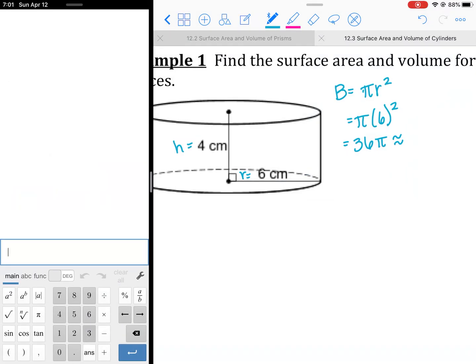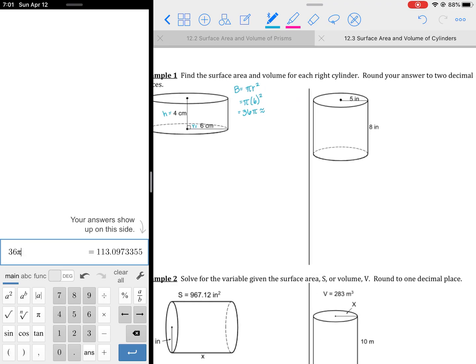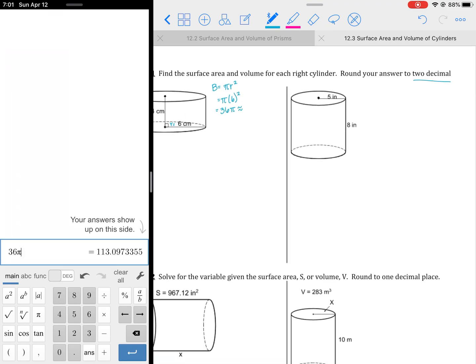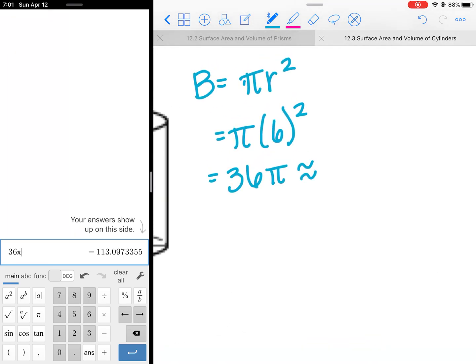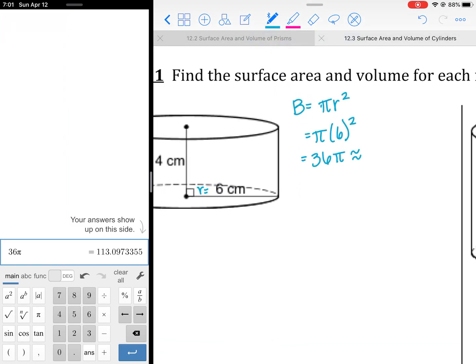So if I'm going to estimate that, I'm going to do 36 pi, and just to check my directions, round to 2 decimal places. All right, so 36 pi, when I round it, gives me 113. And then the thousandths place, because we're rounding to the hundredths place, is a 7, which means that 9 is going to have to round up, which makes this 113.10. All right, so I have the area of my base now.